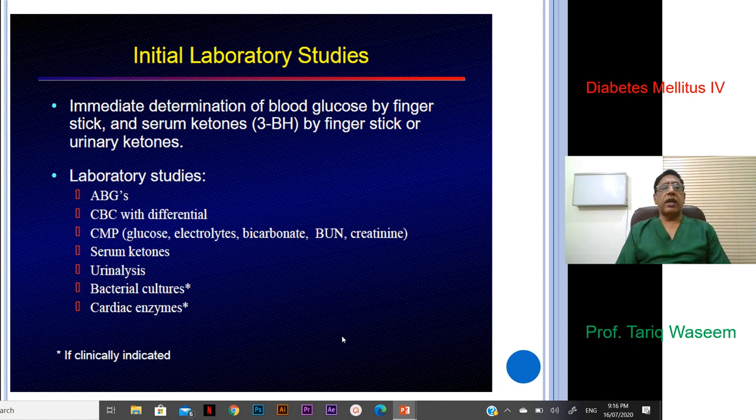The immediate lab studies which we probably need to do are arterial blood gas analysis, complete blood count with differential, complete metabolic profile in the form of glucose, electrolytes, bicarbonate, blood urea nitrogen and creatinine. Check for serum ketones, check urine ketones, check urine for infection, send cultures, and not to forget, in a certain group of patients, particularly the middle-aged or 50, 60 plus with concomitant ischemic heart disease, check the cardiac enzymes as well.